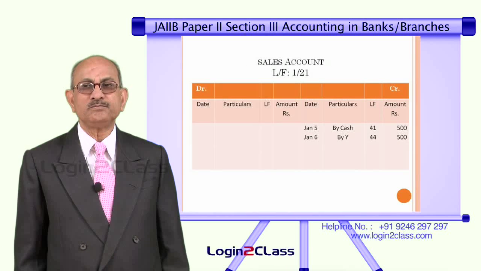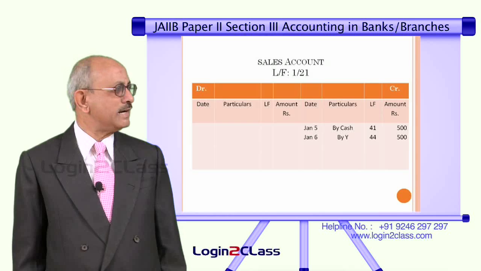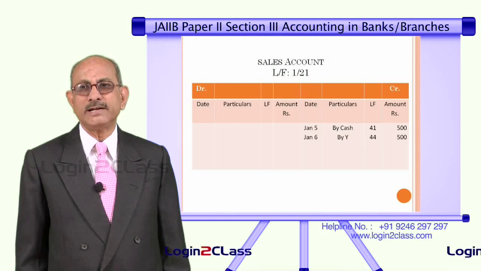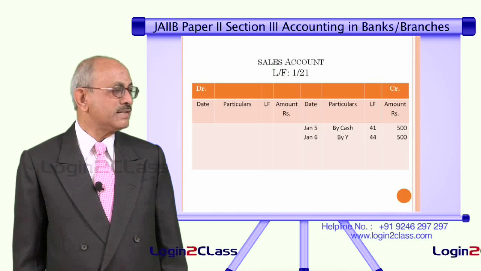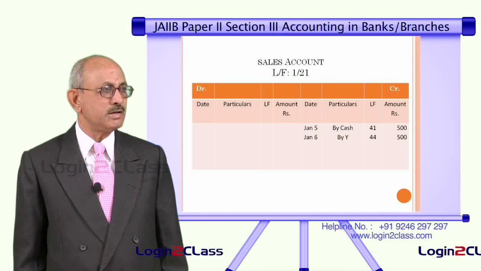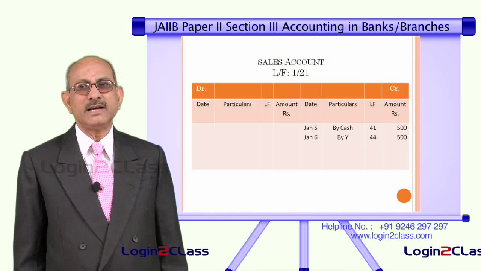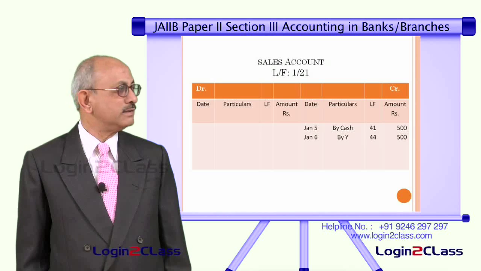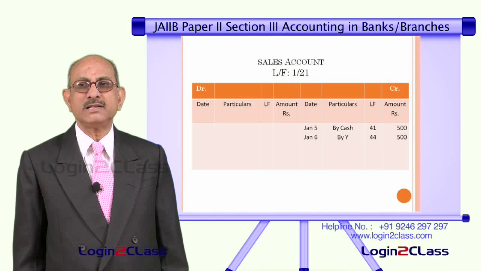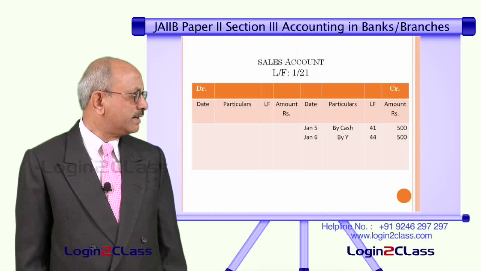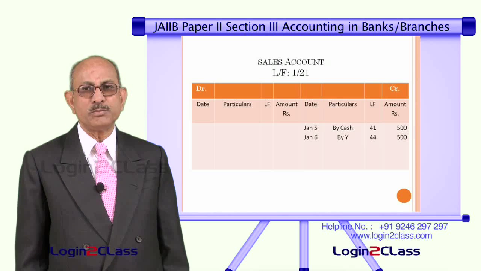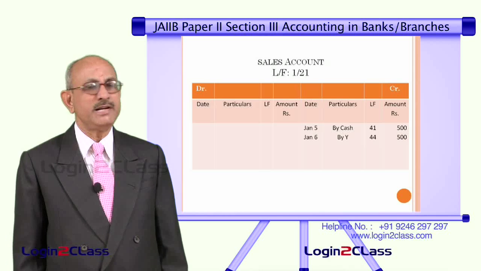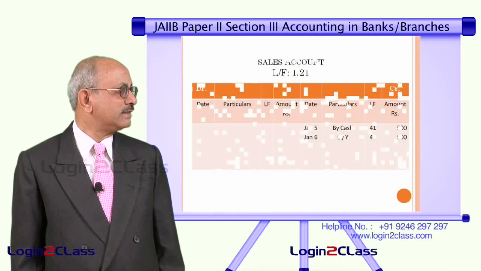Going to sales account, we find that the entity had made 2 sales. One sale was for cash, another sale was for credit to Y. So in the first case, cash account was debited, sales account was credited, and in the other case, sales account was credited and Y's account was debited. Therefore, we write both these entries on the credit side of the sales account. In one case, we write by cash with 500 rupees, in the other case by Y, that means indicating the other account which has been debited. So this takes care of the sales account.